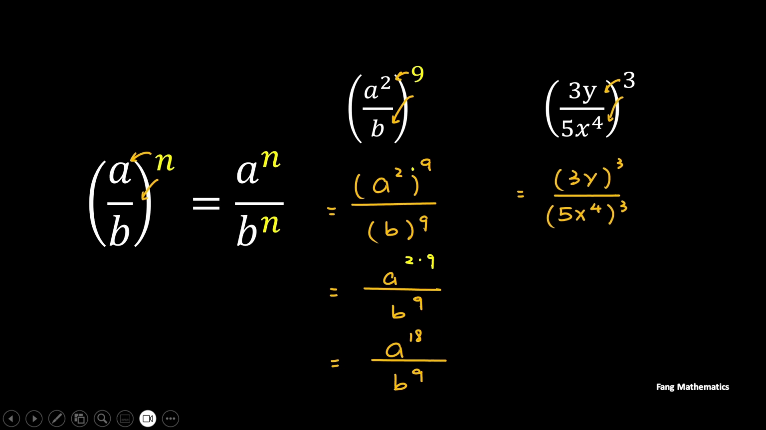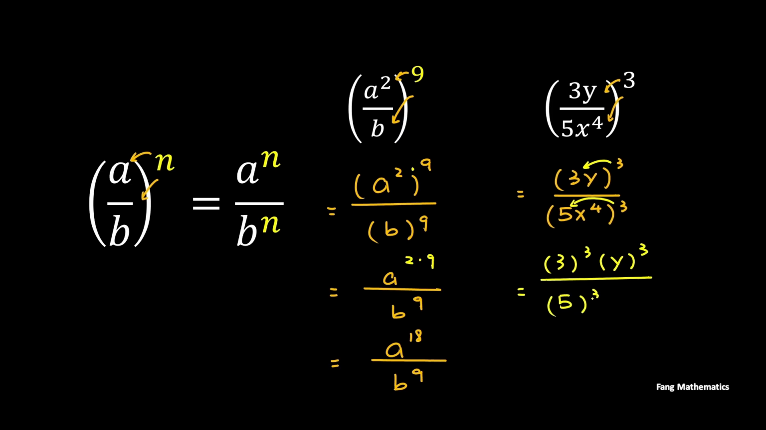Let's look at the numerator. I believe you have two components inside the parentheses. You have 3, so you are to distribute the power 3 to 3. And you have component y. And at the denominator, I believe you have two components as well, 5 and x to the power 4. So you are to distribute the 3 to each component we have. So the first, you have 5 cubed, and then x to the power 4, so x to the power 4 inside the parentheses and to the power 3.